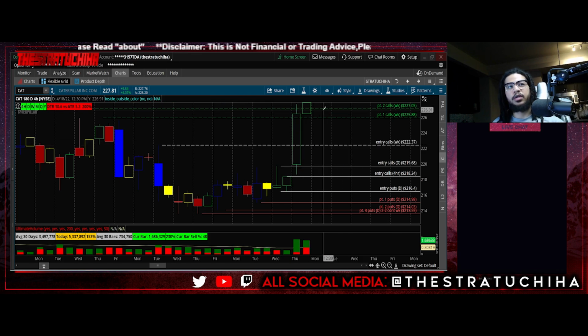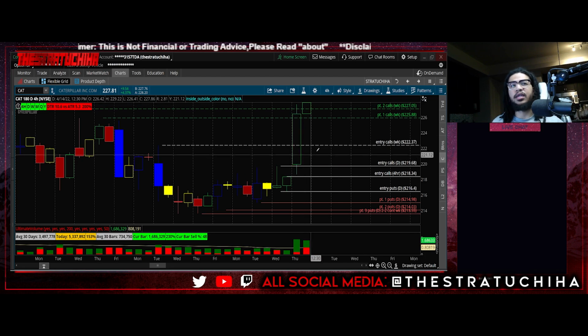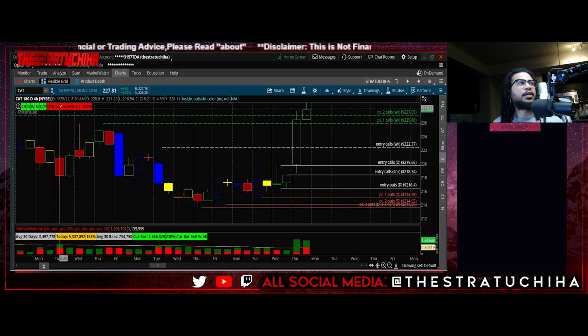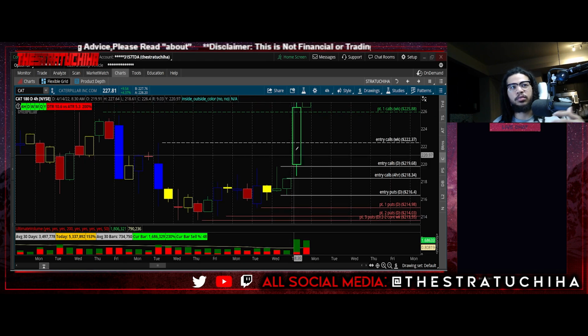This CAT play went 1,000%, depending on what contract you bought, especially if you bought the 225 whenever it was down here. Definitely 1,000%. CAT on average moves $5.30. It literally doubled what it normally moves. So this was a great trade.